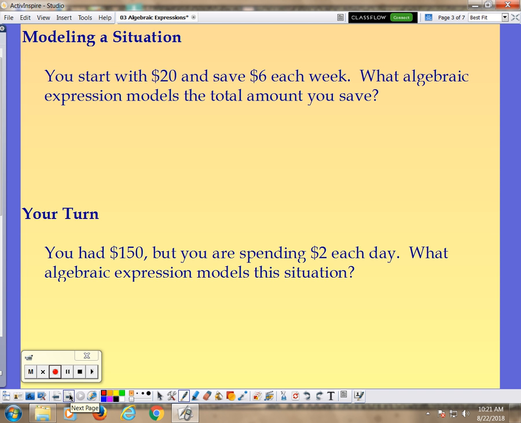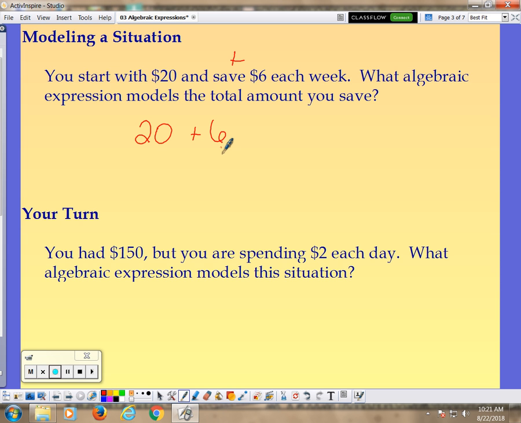Let's model it using words now. So you start with $20 and save $6 each week. What algebraic expression models the total amount you saved? Okay, so we know we're going to start out with $20 in my account. So in my bank, I have $20. And I'm going to save. What does save mean to you? Does save mean you're going to add money to your account, or does it mean you're going to subtract money from your account? That's right, save means addition. So I'm going to add $6 each week.